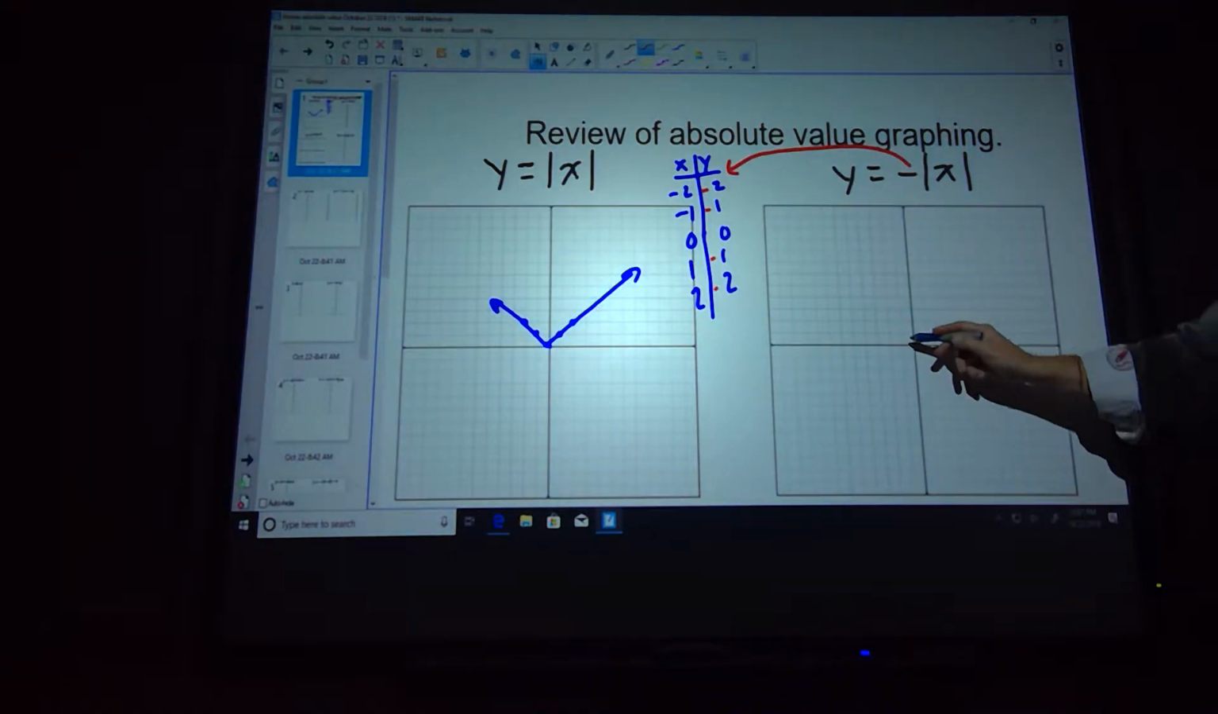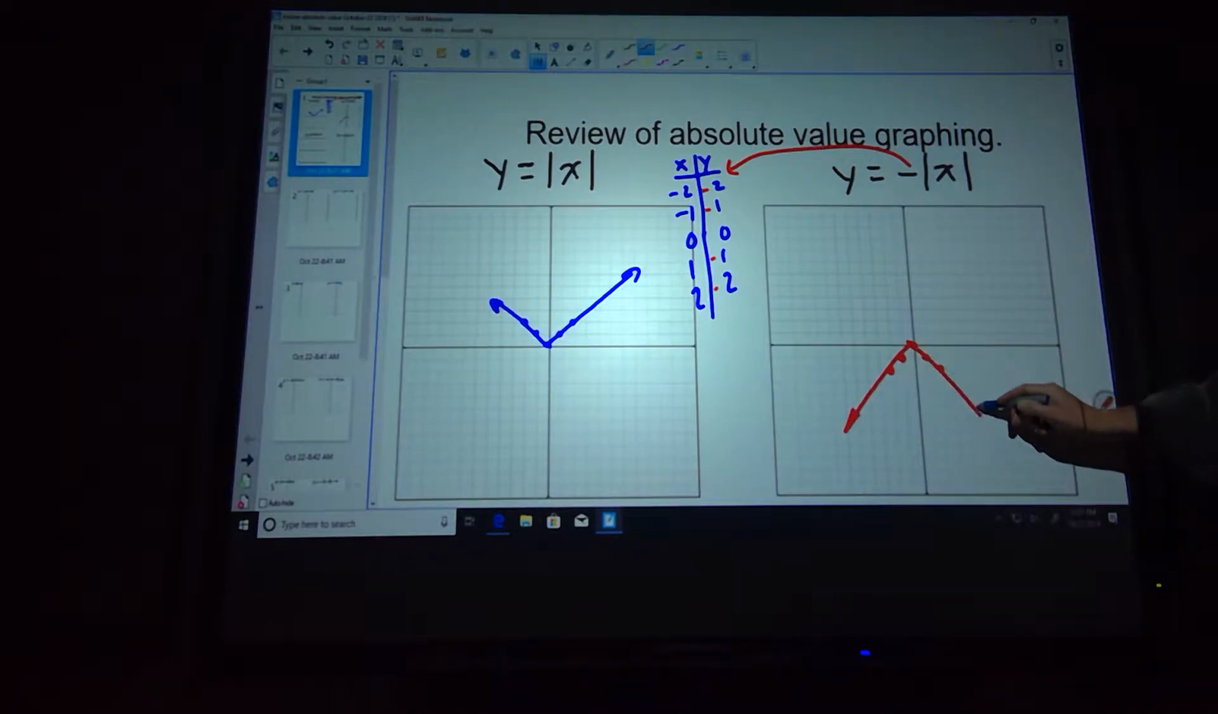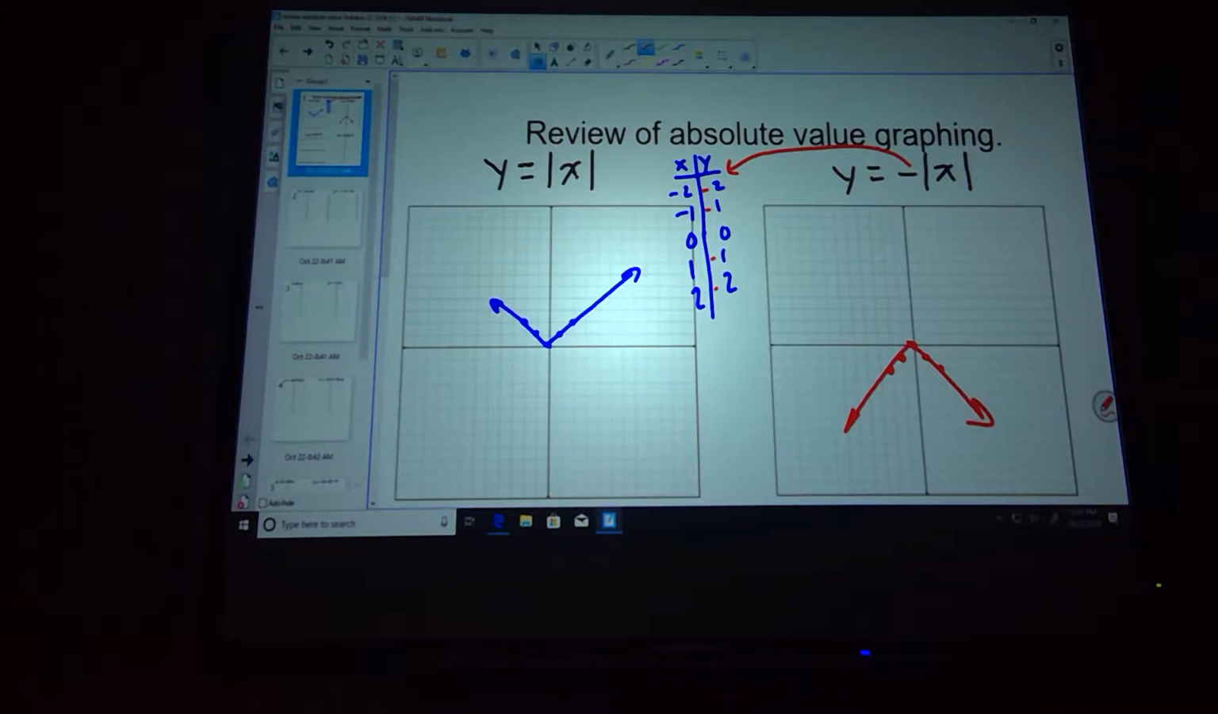And so if you do this graph, it looks like this. And I think most of you would feel pretty comfortable to say, well, having a negative out in front of the absolute value sign makes the whole thing flip upside down. Is that okay? Any part of any of that you're like, where is this all coming from?